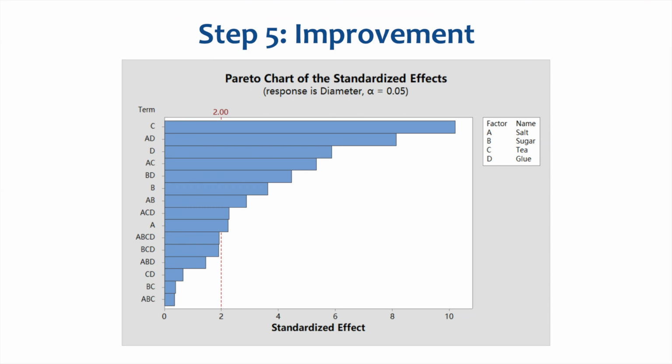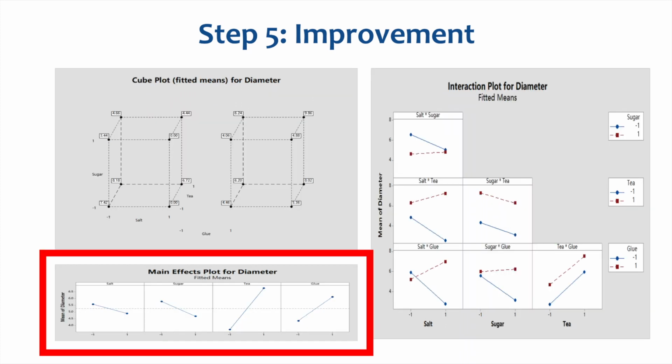Continuing with the improvement stage, we will now look at the Pareto chart, and as we can see, term C is T and it has the biggest effect, followed by A and D, which is salt and glue, followed by glue alone. Now we'll look at the main effects plot for diameter. As we can see, T has a very large impact here, as well as glue. When we look at salt and sugar, they have an overall negative effect, but it's closer to neutral.